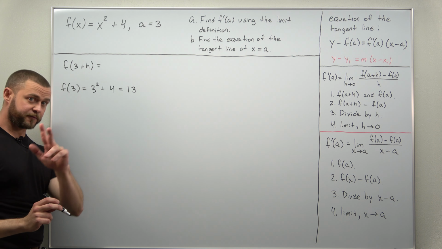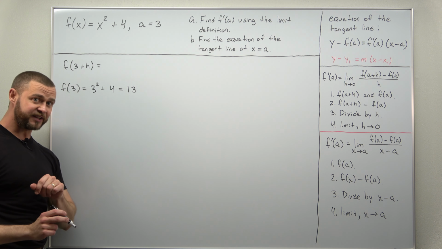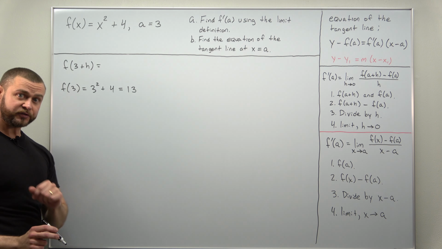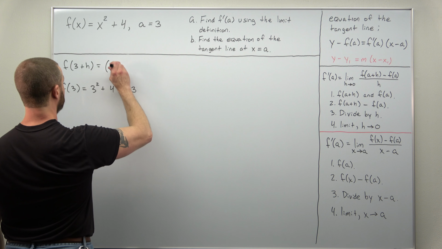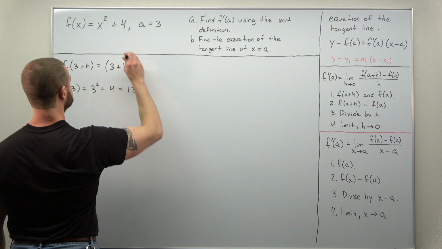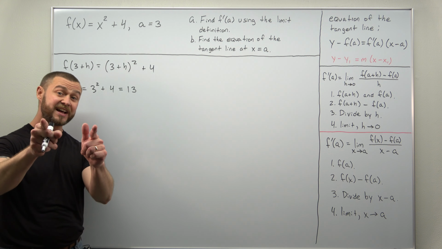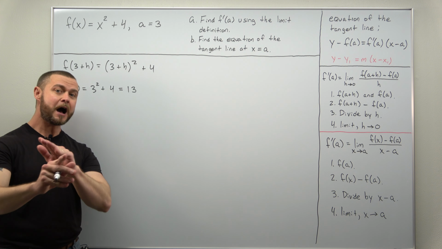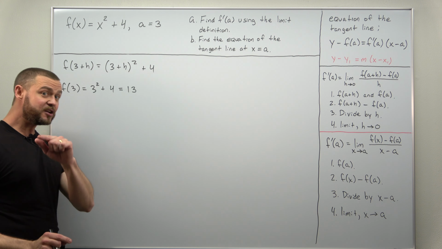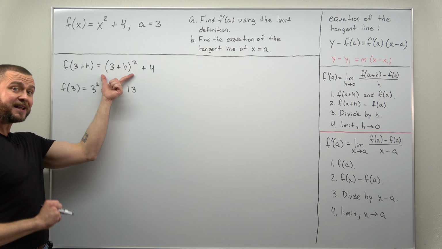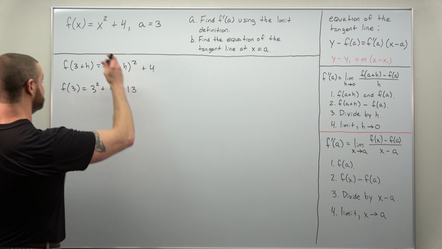All right, all the work for this problem is going to occur in calculating f of 3 plus h and simplifying it. So let's go ahead and replace x with 3 plus h. We'll get 3 plus h squared plus 4. And it's at this point that a very common mistake is made by many students in calculus courses. It's incorrectly multiplying out or expanding 3 plus h squared. So let's mention what that mistake is.